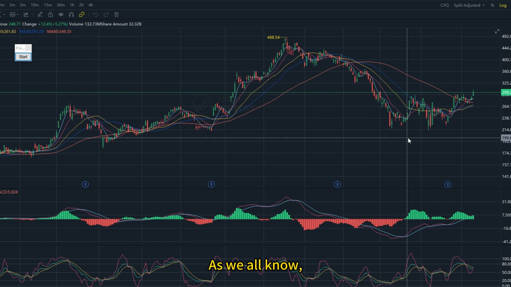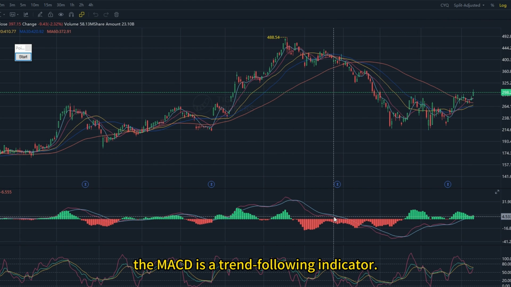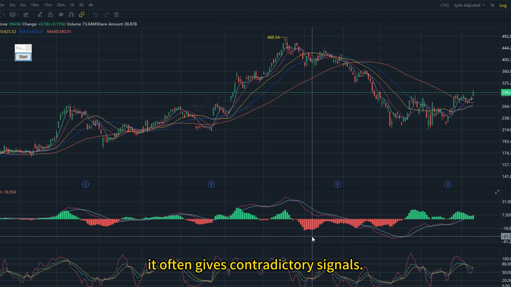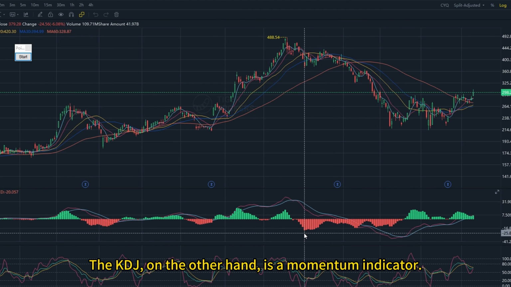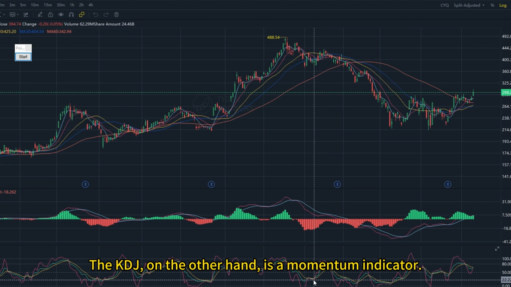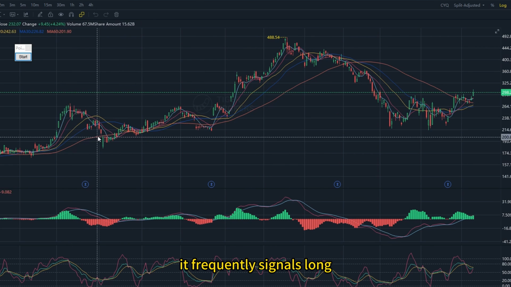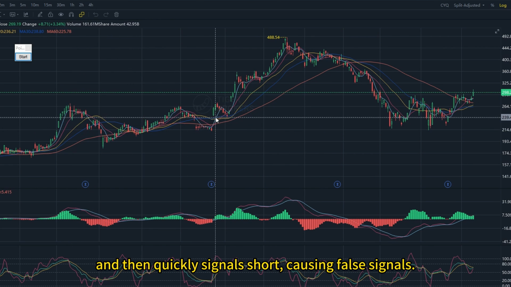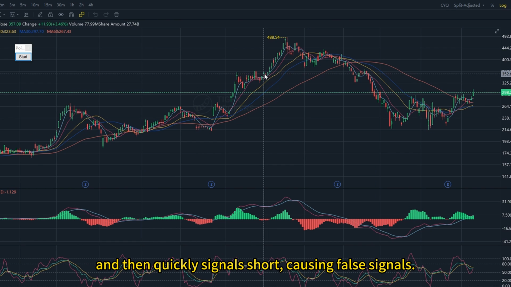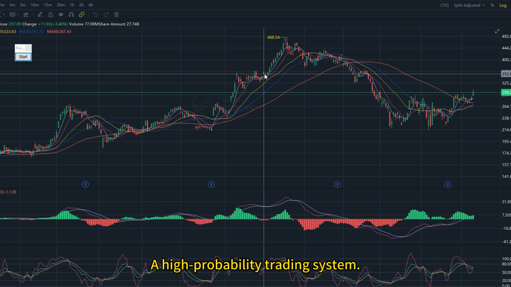As we all know, the MACD is a trend following indicator. However, it tends to lag. In a choppy market, it often gives contradictory signals. The KDJ, on the other hand, is a momentum indicator. But in this situation, it frequently signals long and then quickly signals short, causing false signals. So how can we leverage both to form a winning strategy? A high probability trading system. Stay with me. The results are coming up next.